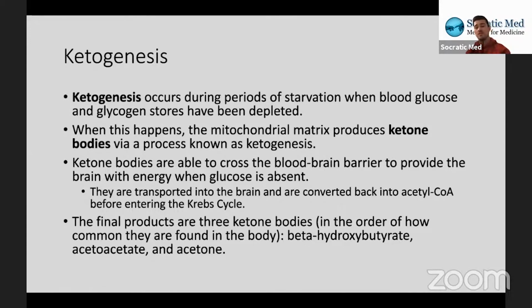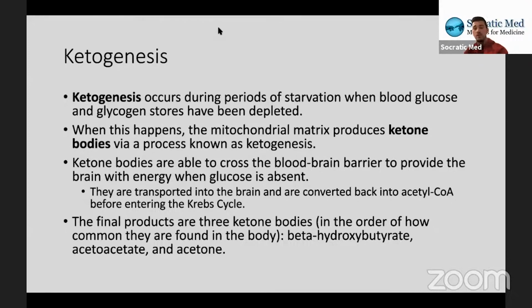So there are a couple of other things that'll happen. Our body will start gluconeogenesis, but ketogenesis also increases because we don't have any fuel, basically. So when this happens, the mitochondrial matrix produces what we call ketone bodies, and the process in which they are created is known as ketogenesis. So ketone bodies, the really important thing about them is that they are able to cross the blood-brain barrier, and they can provide the brain with energy when glucose is absent.